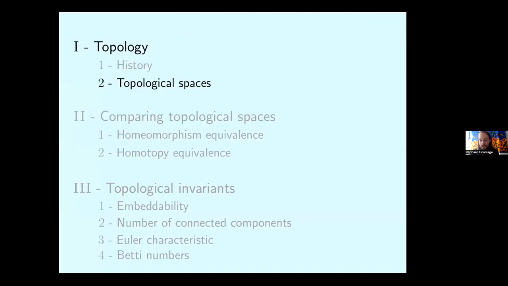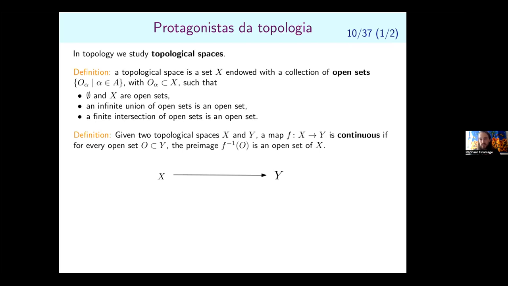All right. So what is topology about? The two main characters of topology are the topological spaces and the continuous maps. So topological space, this is the biggest abstraction of a concept of space. I won't read the definition, but basically a topological space is a set of points with an additional structure, a structure of neighbors, a structure of proximity.